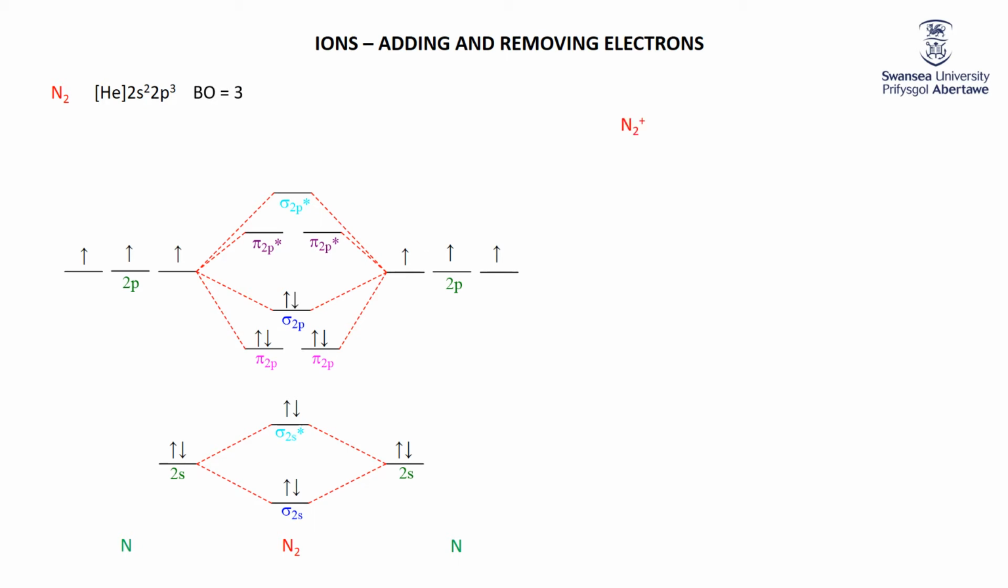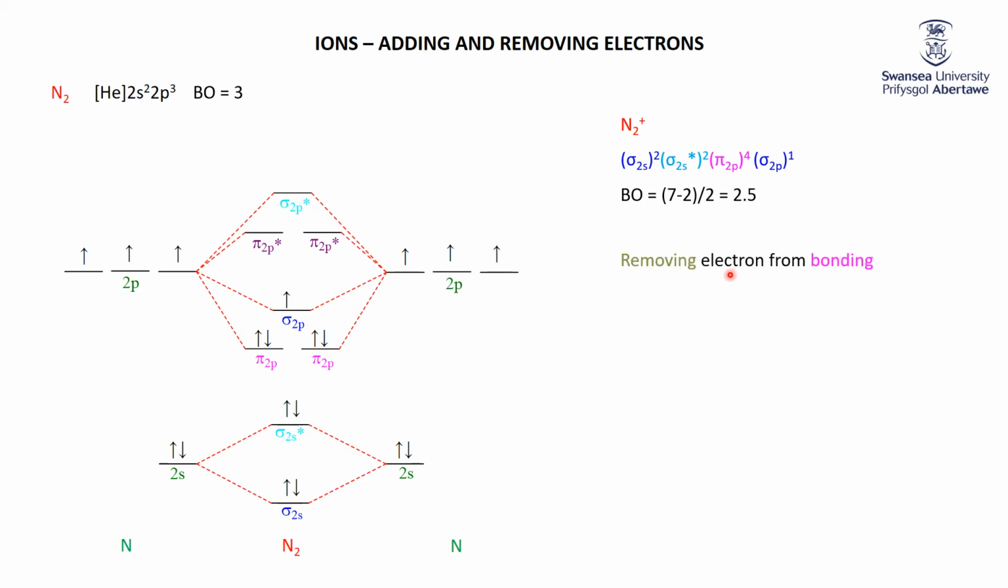Now let's think first of all about N2 plus. What does that plus mean? It means we remove an electron. Where does the electron get removed from? Well, from the sigma 2p, because that's the highest filled orbital. So there goes an electron. So now electron configuration: 2 in there, 4 in the pi 2p, 1 in the sigma 2p. Add it all up, bond order 2.5.